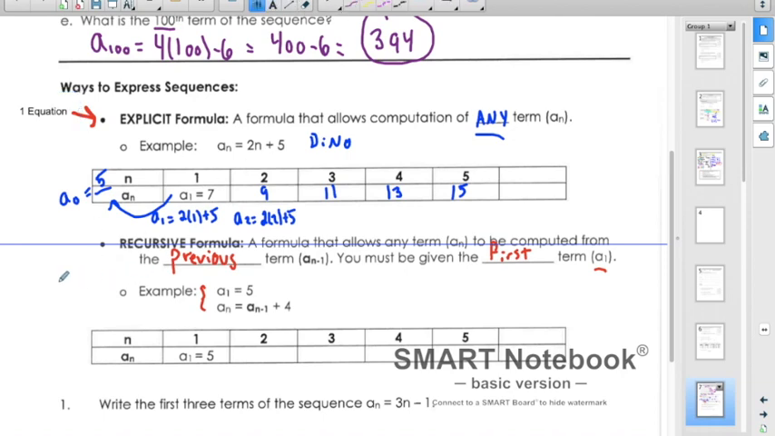For recursive formula, we're given two equations. And that is super critical to be able to recognize. Explicit formula, only one equation. Recursive formula, you're always given two equations. In this case, you're given the first term and then a sub n. Here are your two equations. That's the way you differentiate between explicit and recursive. Okay?